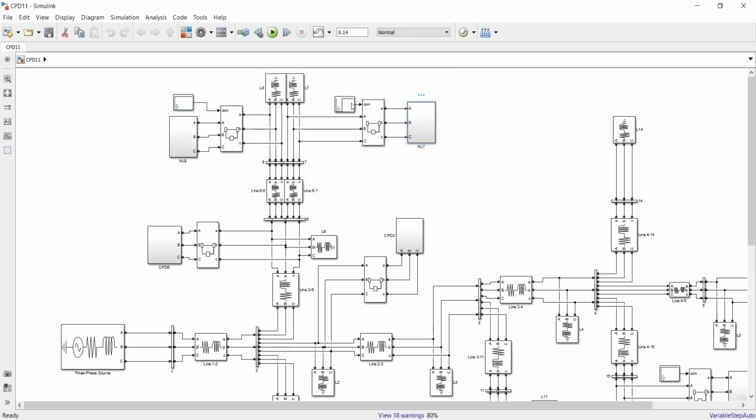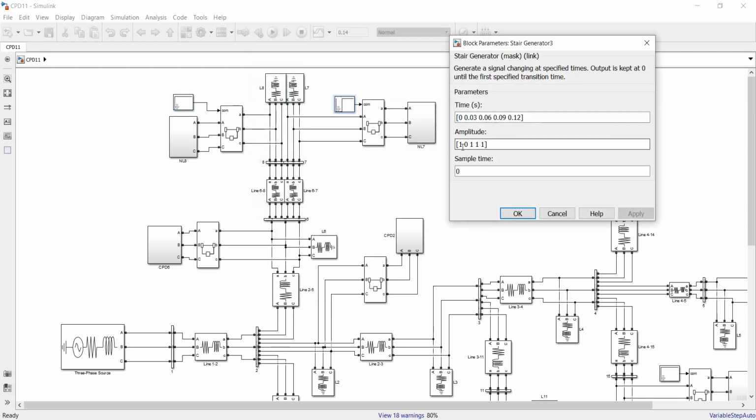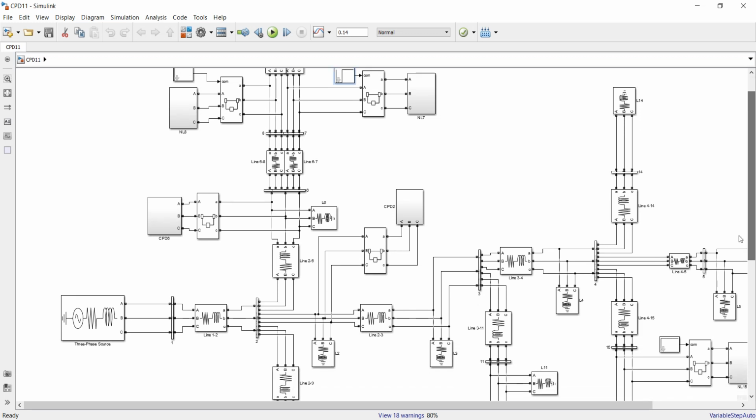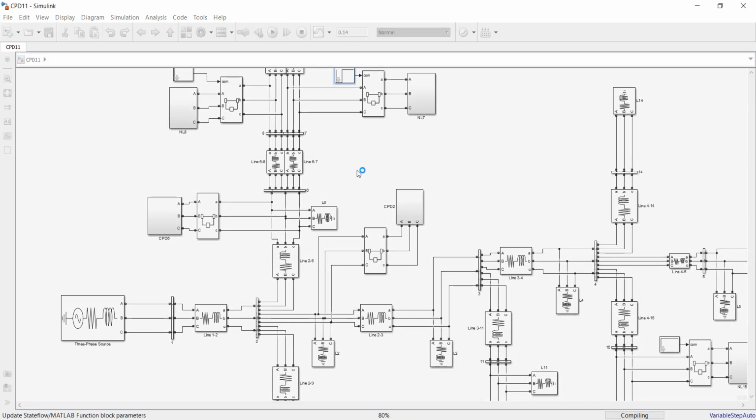Same as for NL7. NL7 between 0.03 to 0.06 will be out of the circuit, and for the remaining time, NL7 will be in the circuit. Remaining nonlinear loads will also be connected like that only, using those cases.